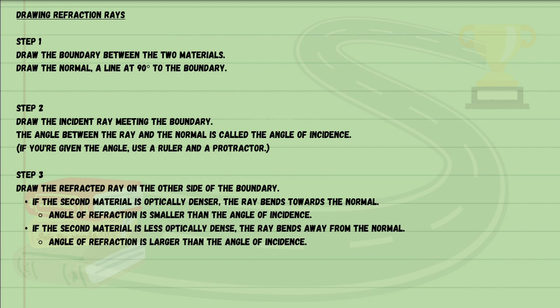Drawing refraction rays. Step 1. Draw the boundary between the two materials. Draw the normal line at 90 degrees to the boundary. Step 2. Draw the incident ray meeting the boundary.